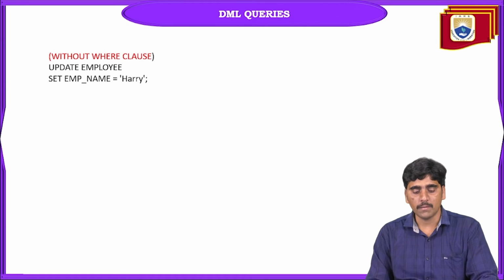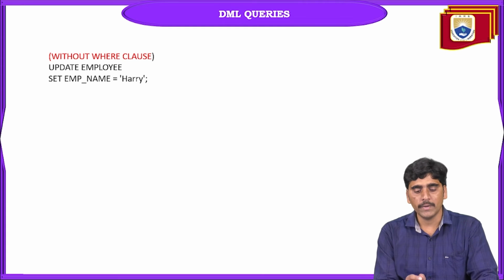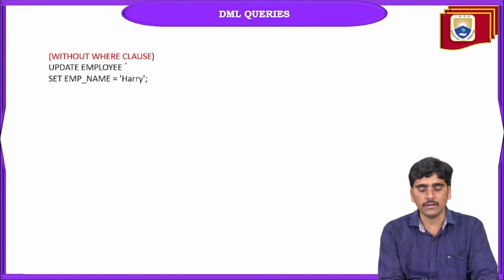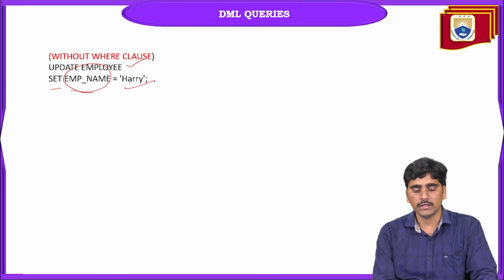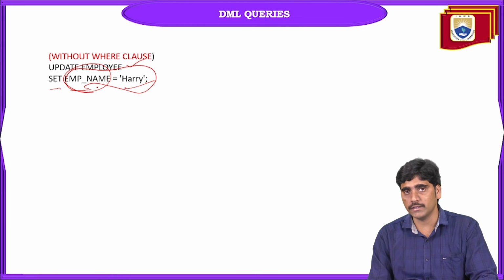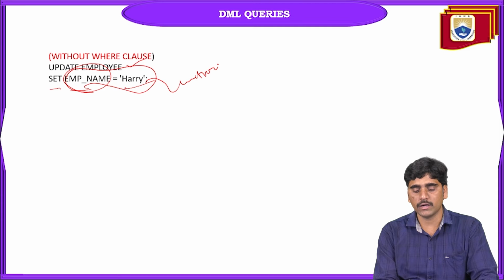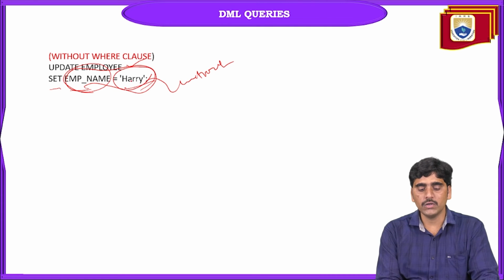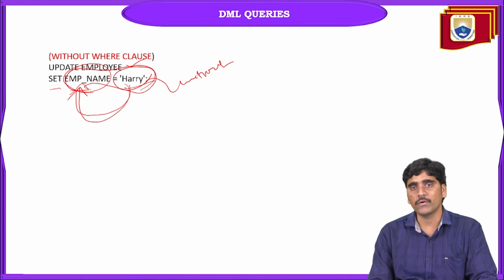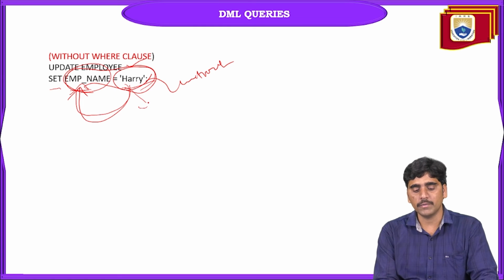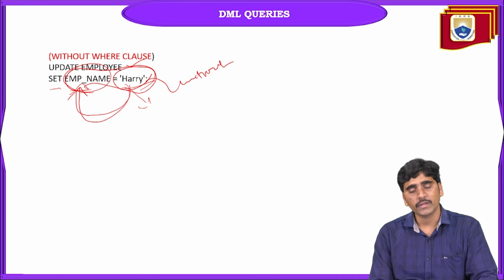But what will happen when you use update without the where clause? As mentioned previously, update table name, set employee name equals to Harry. That indicates that without specifying the where condition, this value is reflected in all the employee names. Suppose the table contains 5 employee names. When you mention this without the where clause, all the names will become Harry.